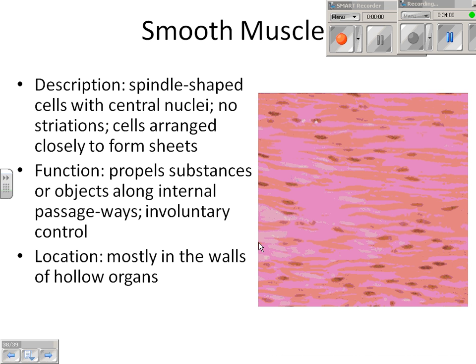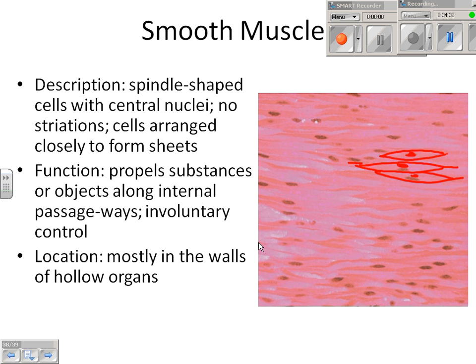Last type of muscle is smooth muscle. How do you identify smooth muscles? The cells are spindle-shaped. So let's look at that. So here is that spindle shape that you see, and they have a single nucleus as well. So you see a spindle-shaped cell. So that's how you identify the smooth muscle. You look for that spindle shape on the cell.